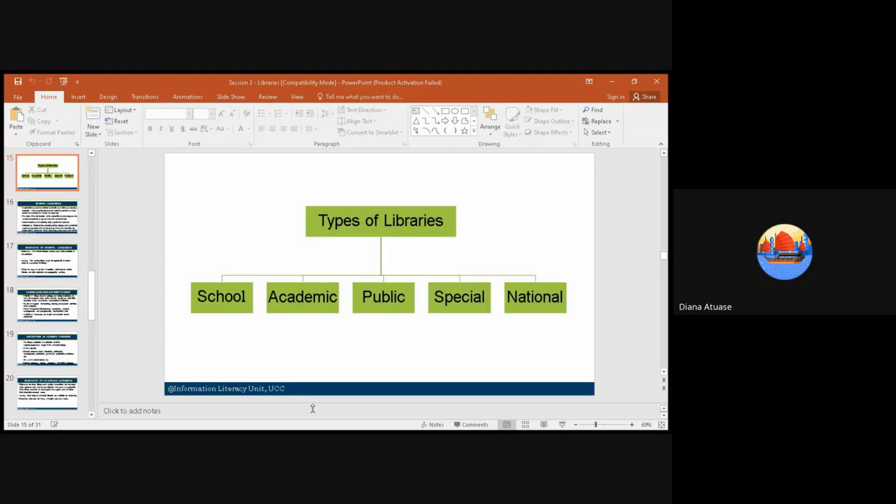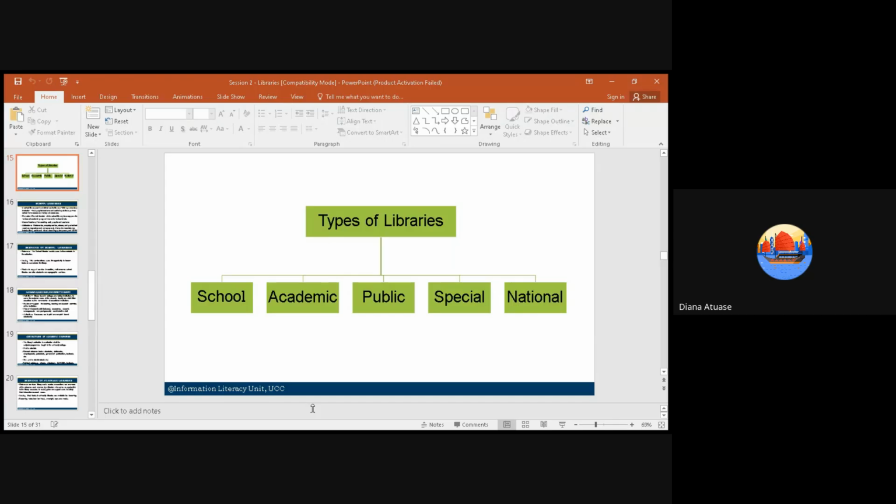And we have the library at the senior high school that is also meant for teachers and pupils and also other staff. And those libraries are also there to meet the teaching and learning needs of students and teachers. And the collections are on textbooks. You can also have reference materials and the rest.